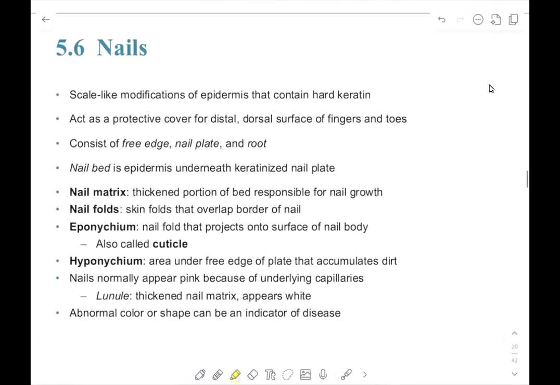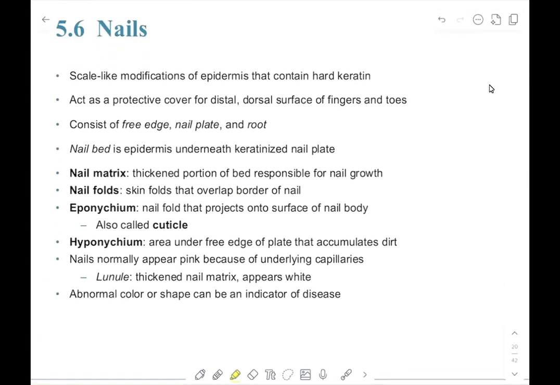Our next slide is on nails. And nails are scale-like modifications of the epidermis that contain hard keratin. This is different than the type of soft keratin which we find in the rest of the epidermis. So this would be analogous to claws or hooves on other animals. So it acts as a protective covering for the distal and dorsal surface of fingers and toes.